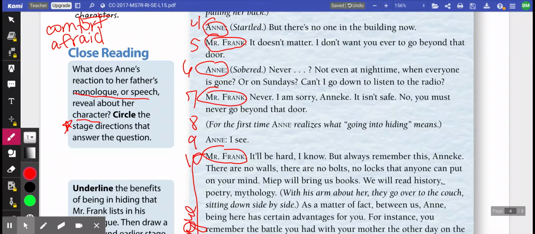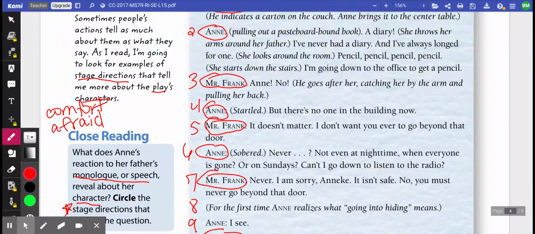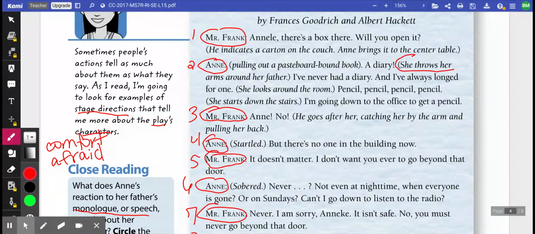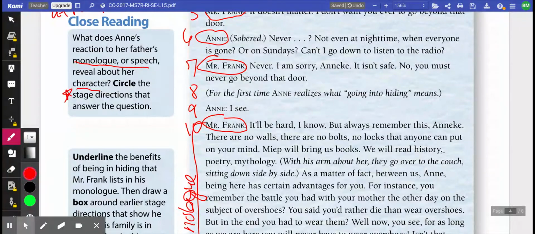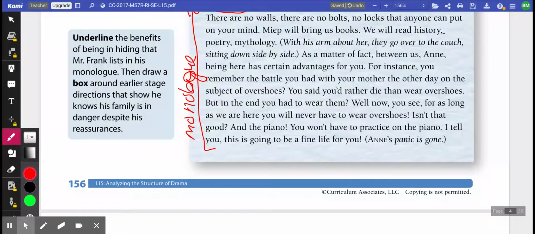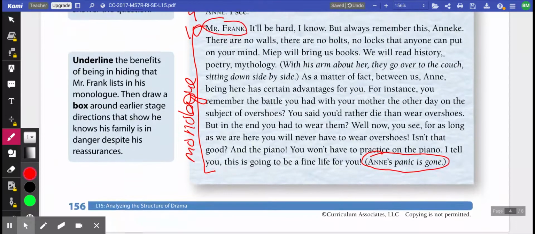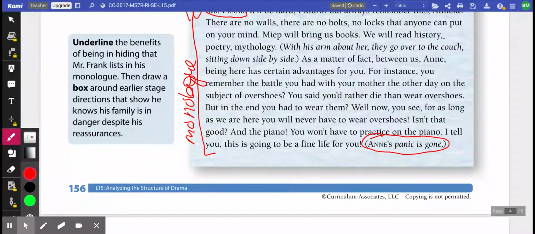Let's see. We've got in paragraph number 2 where she throws her arms around her father. We're going to circle that. That's a big deal. She's giving him a hug, which is positive. Okay. And anything else that shows, according to the stage directions, her reaction? Good job. You found that all the way down here that her panic is gone. So hopefully you also realize that if her panic is gone, she is now calm.